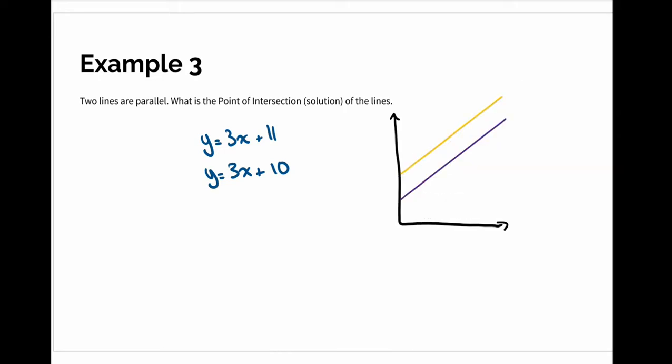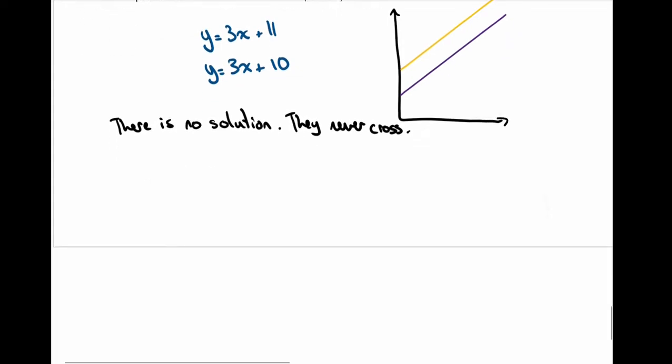What's the point of intersection? Well, we should know from parallel lines that they never cross. So there is no solution to these lines. Basically, they never cross. So parallel lines won't have a solution because they never cross.